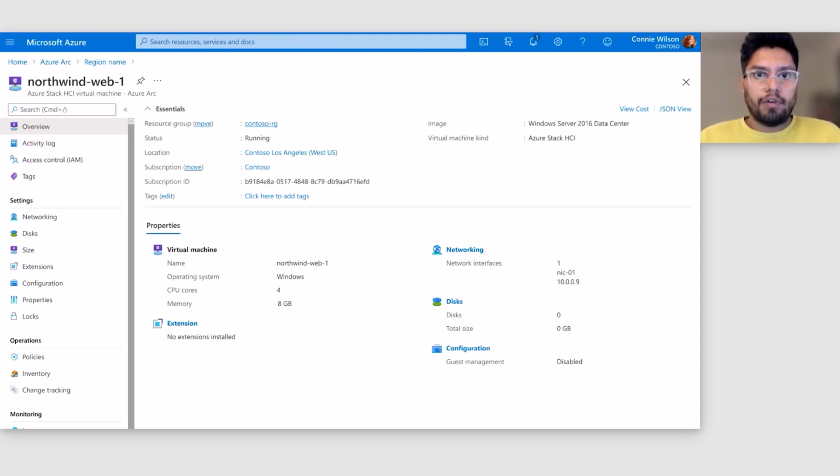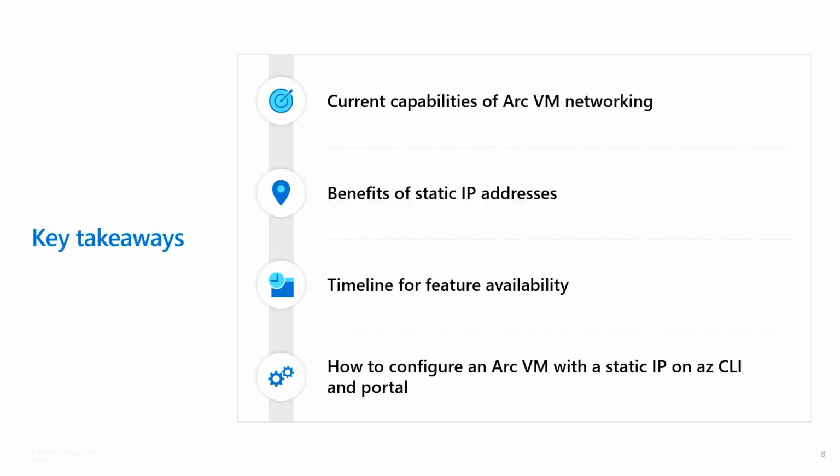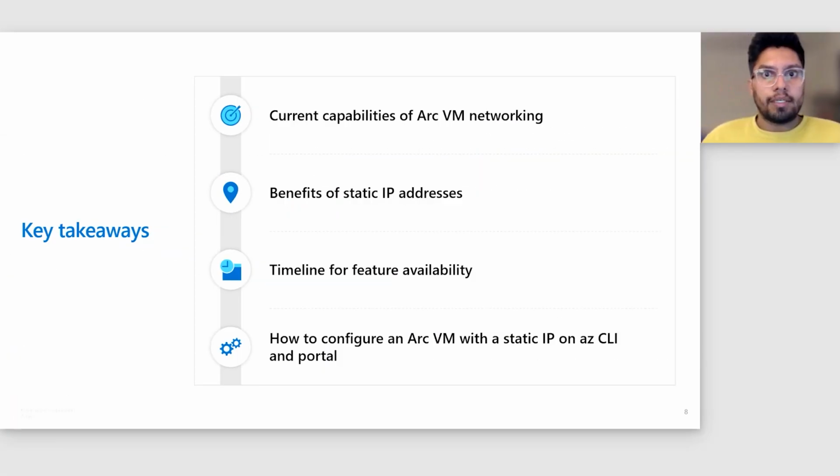This brings us to the end of our demo. Hope you had a lot of fun learning about all the new features that is coming soon to public preview. To summarize, here are some key takeaways. We learned about the current capabilities of Arc VM networking, the benefits of static virtual networks, the timeline for feature availability in public preview, and finally, how to configure an Arc VM with static IP, both on Azure CLI as well as on the portal.